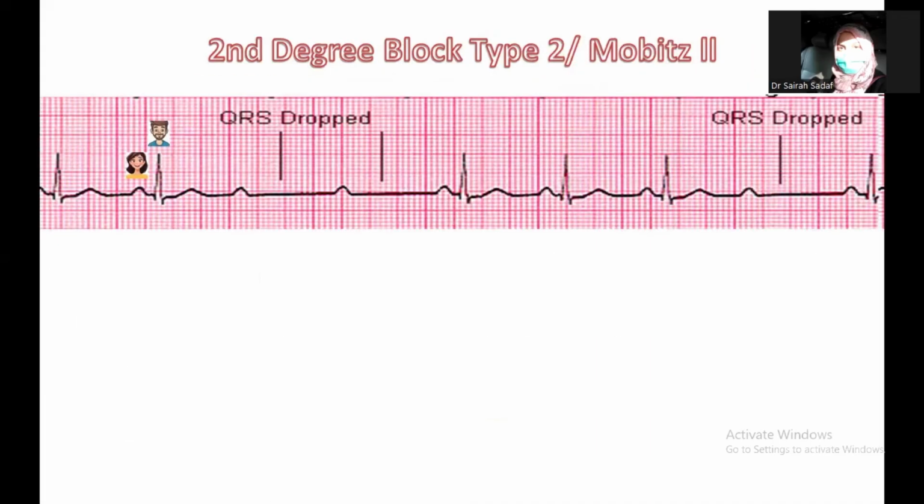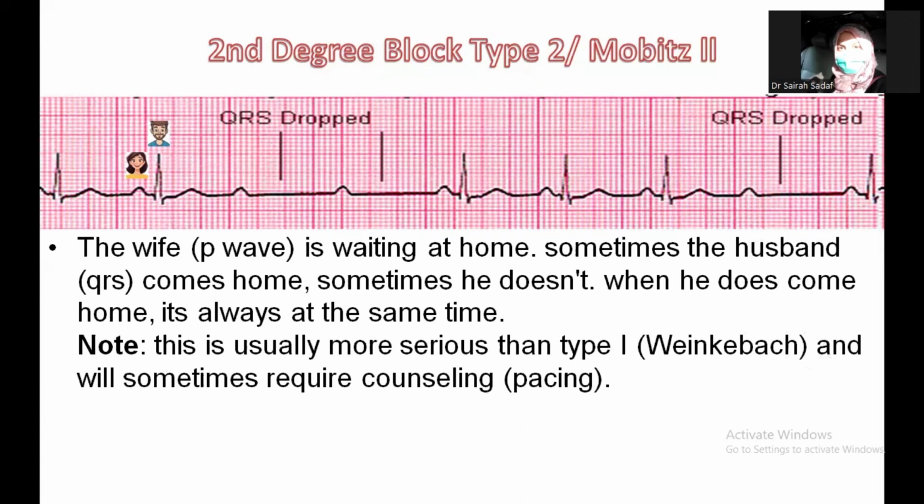The second degree AV block, Mobitz type 2. That was the fixed PR interval. Now, what's happening here? Can anyone elaborate? The PR interval is fixed, but the QRS complex has started dropping. Now what's happening here? Let's see. The wife P wave is waiting at home. Sometimes the husband QRS complex comes home, sometimes he doesn't. When he does come home, it's always at the same time, but suddenly he starts disappearing and then he starts coming home.